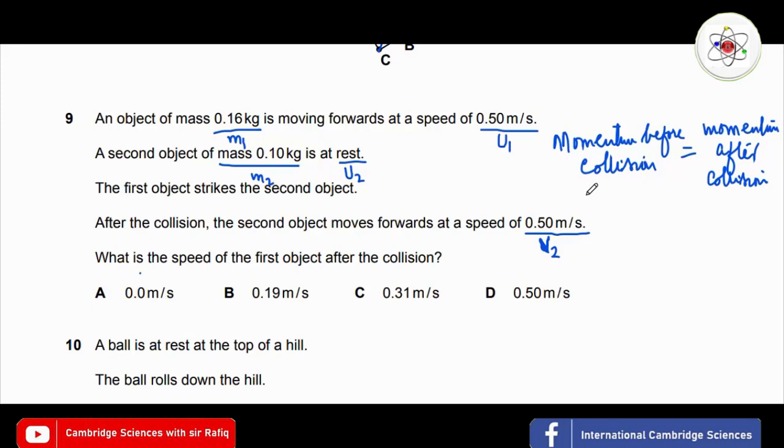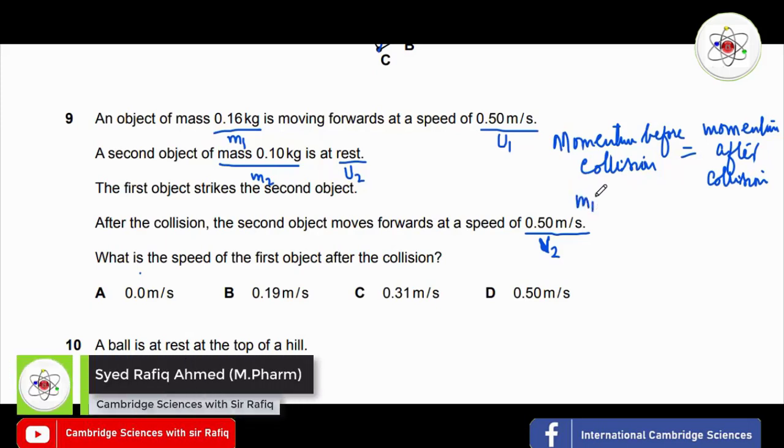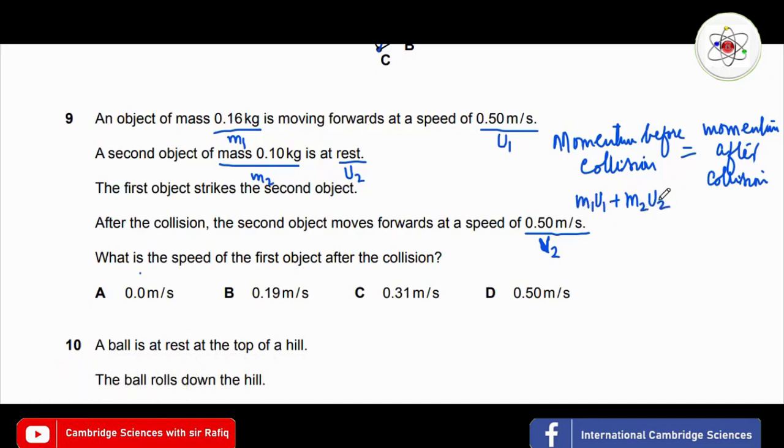So m1 u1 plus m2 u2 is the momentum of the system before collision, and m1 v1 plus m2 v2 is after, right? And we have to find out the speed, which is v1, the speed of the first object after collision, right? So we have to find out v1.